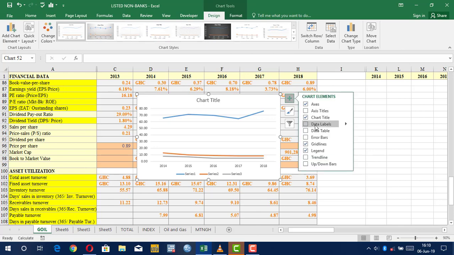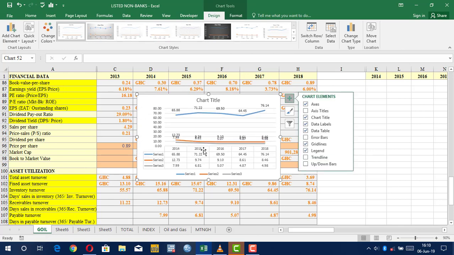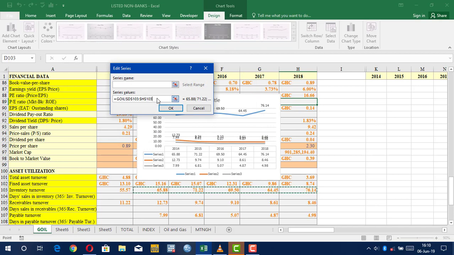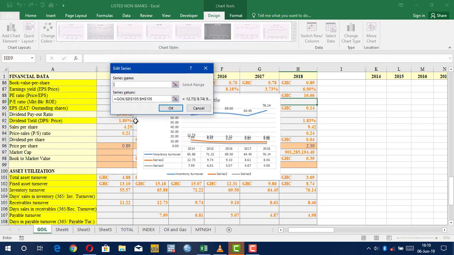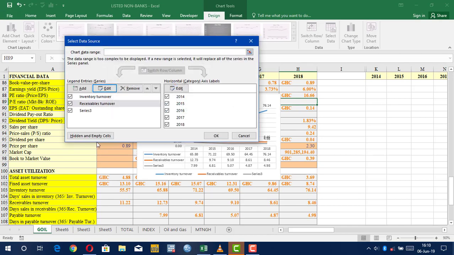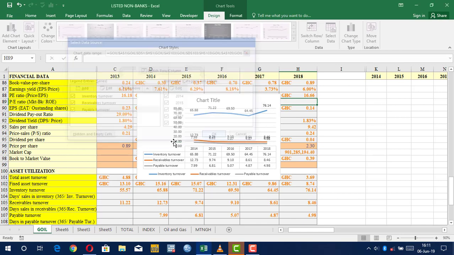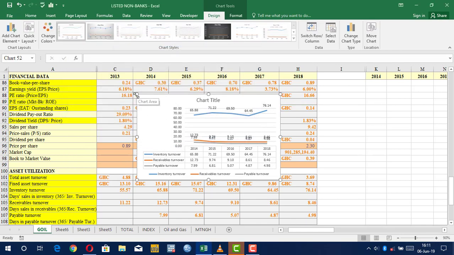Okay, let's exhibit the data labels and then okay, edit. So series 1 is for inventory turnover. Then we have series 2, which is for receivables turnover. Then series 3 is for payable turnover. Okay, so now there we have it.